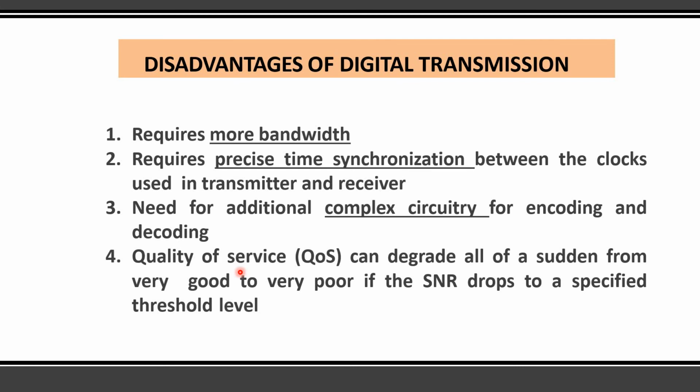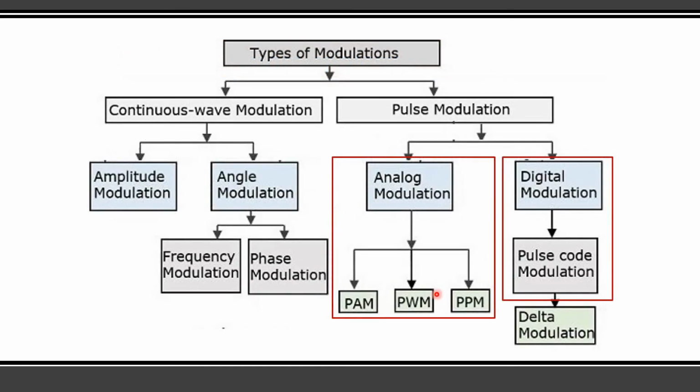So the signal to noise ratio and the quality of service are always good in a digital communication system. But still, if the degradation is more in the signal strength or in the dispersion of the signal, what will happen? A sudden dip in the quality of the service in the digital communication system. So that is another disadvantage of digital communication system.